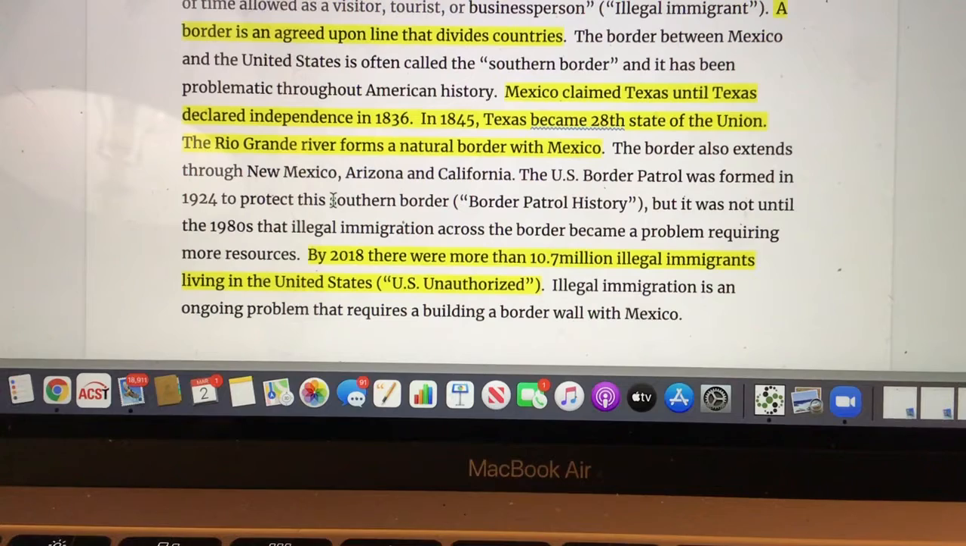"The U.S. Border Patrol was formed in 1924 to protect the southern border. But it was not until the 1980s that illegal immigration across the border became a problem, requiring more resources." So here I'm putting this in context. We've patrolled the border for a lot of years, but it became a problem in the 80s. "By 2018, there were more than 10.7 million illegal immigrants living in the United States. Illegal immigration is an ongoing problem that requires building a border wall with Mexico."